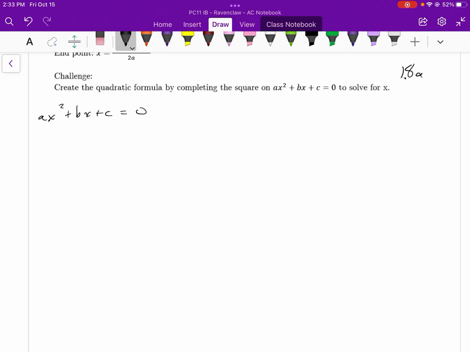So now that we are the masters of completing the square, I'm asking you to complete the square of the general formula. That is, if I have an equation, ax squared plus bx plus c is equal to 0, I would like you to complete the square and solve for x. And I will just give you the result. x is going to be equal to negative b plus or minus the square root of b squared minus 4ac all over 2a.